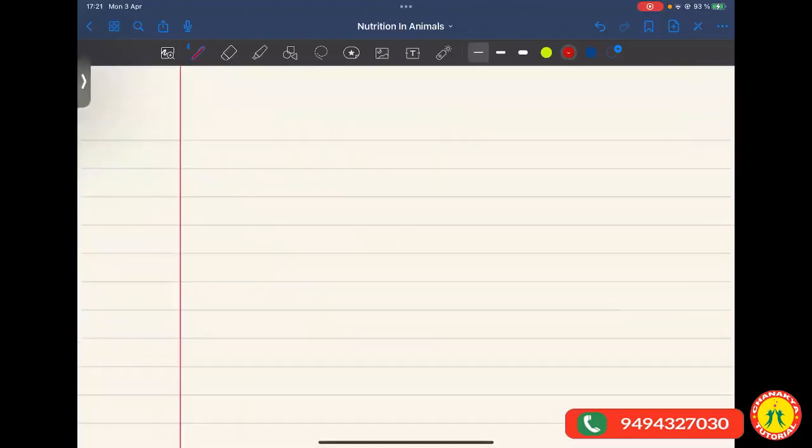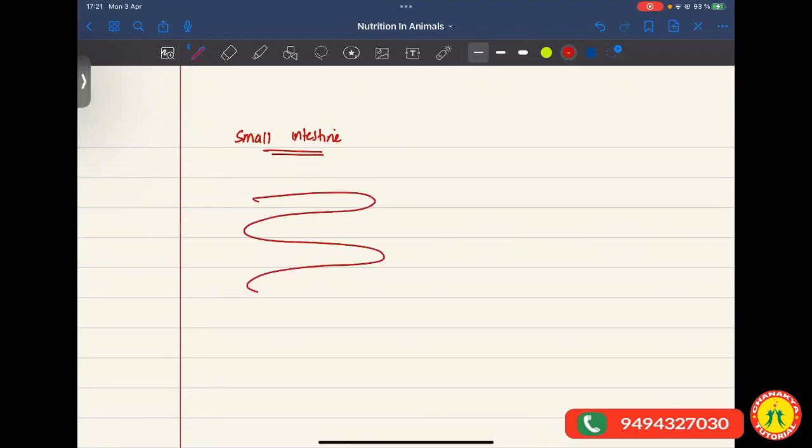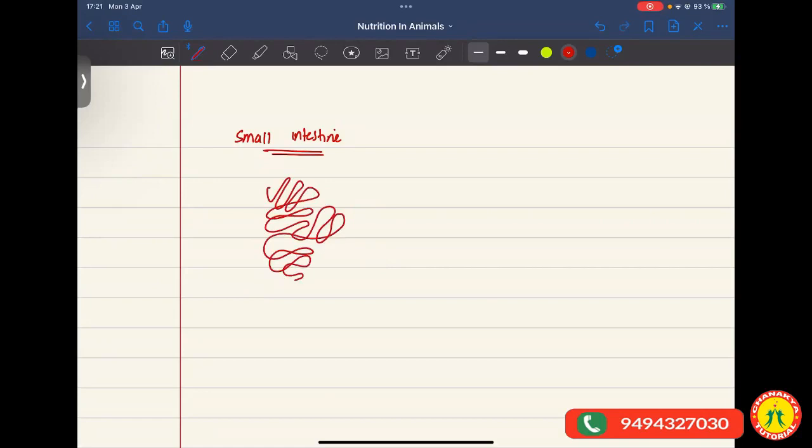So after the stomach, it enters into the small intestine. So what happens in the small intestine? The small intestine is very, very highly coiled. It's not coiled like this. It's highly coiled like this. So many twists and turns are there, and surrounding it will be your large intestine.